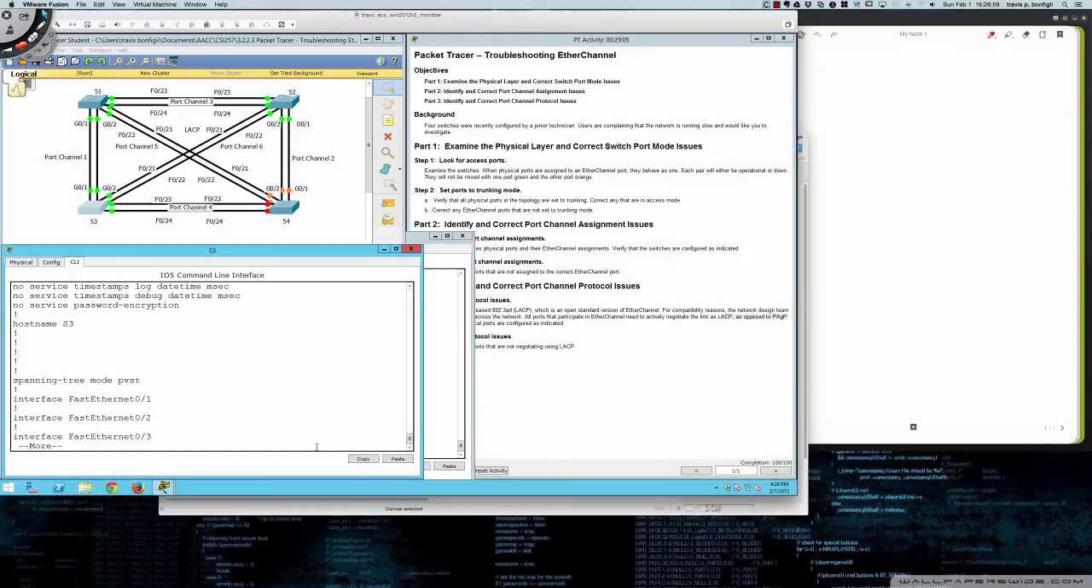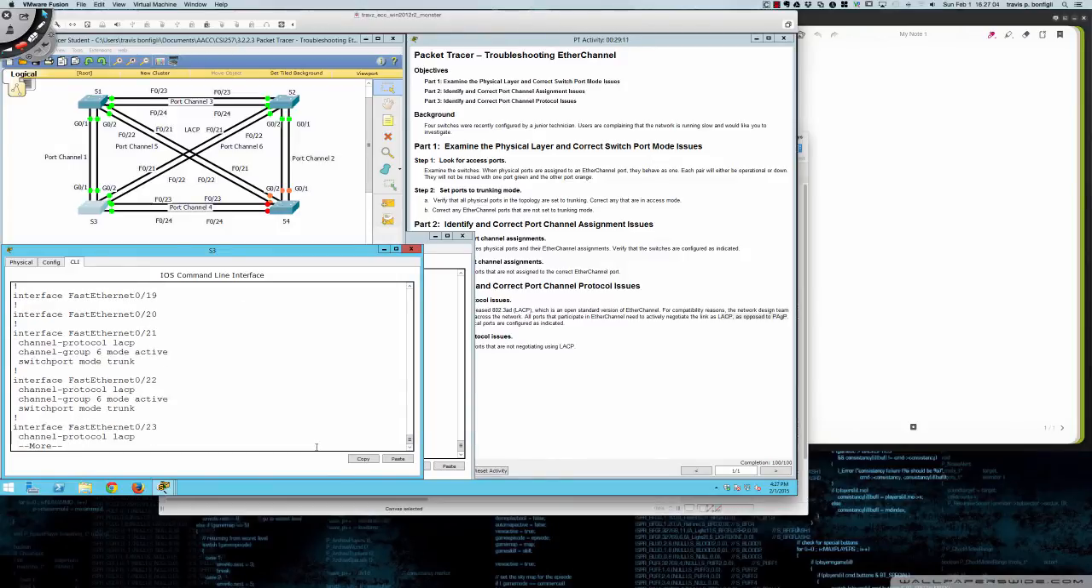So if I do a do show run, let's take a look at 21. Protocol LACP, mode active, switchport mode trunk. Let me make sure we've got them in the right port channel. That's correct. 21 and 22 should be in 6. 23 and 24 should be in 4, and that is correct. And then Gig 0/1 and Gig 0/2 should be in port channel 1 or channel group 1. We've got our switchport mode trunk statements on there.